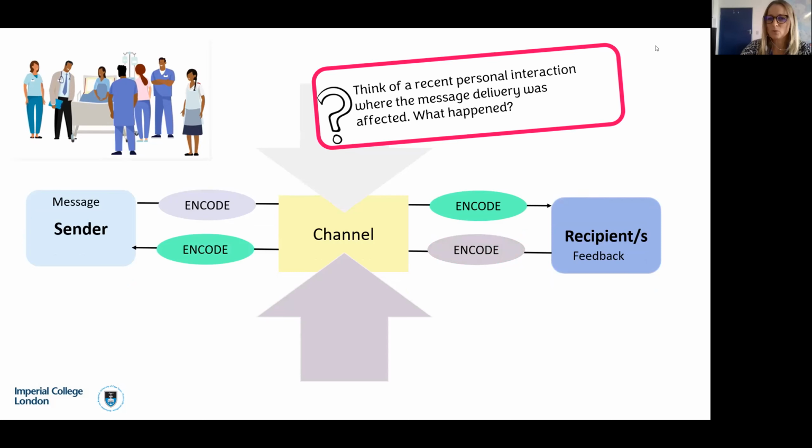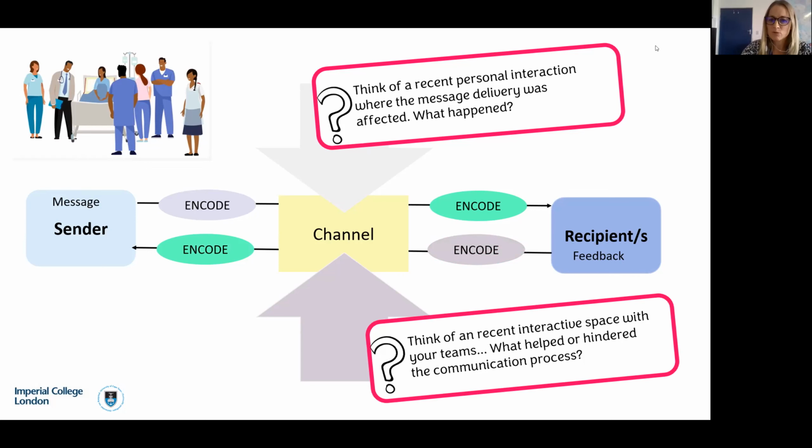So just before I go on, I really would just like you to think about a recent personal interaction where your message delivery may have been affected. So what happened to either make the process of communication effective, or what was a barrier that you experienced? And then I'd also like you to think of a recent interactive space with your teams.